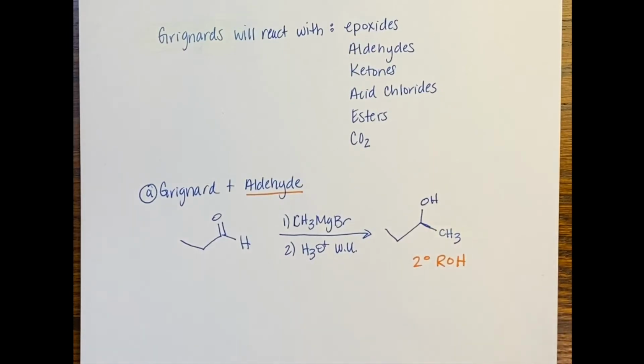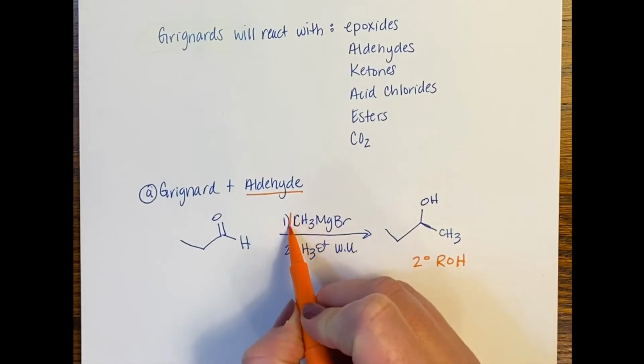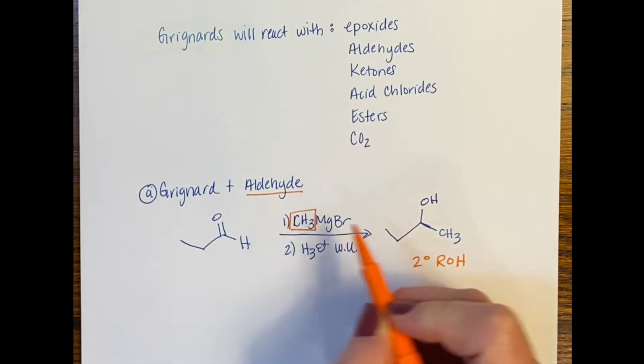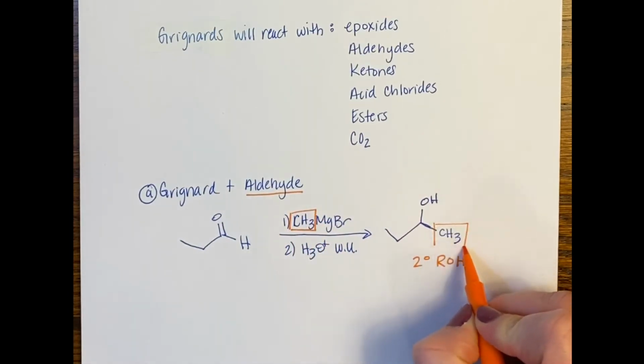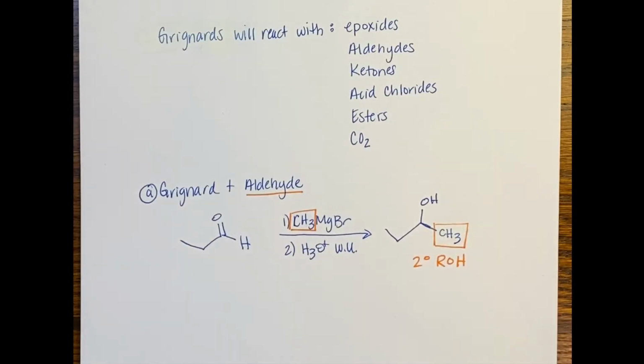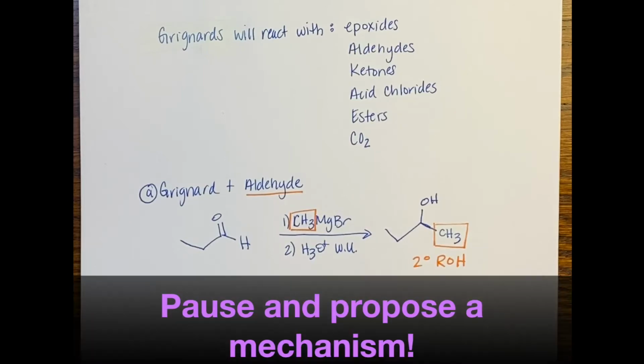During the course of this reaction, I made one new carbon-carbon bond, and so this CH3 group from my Grignard reagent is this CH3 group in my product. So I took an aldehyde to a secondary alcohol. I want you to pause the video and think about the mechanism. Think about what you know about the mechanisms of aldehydes, the mechanisms of Grignards, and see if you can come up with the mechanism for the formation of this product.